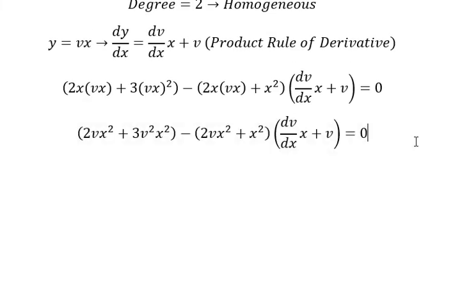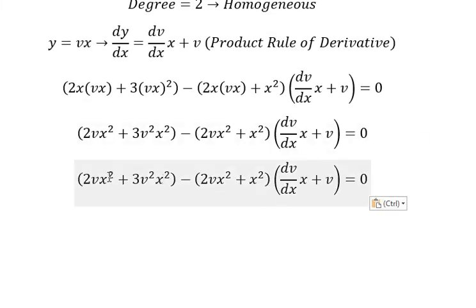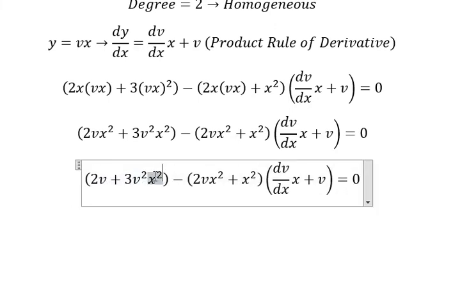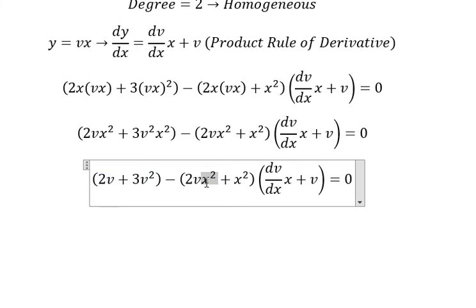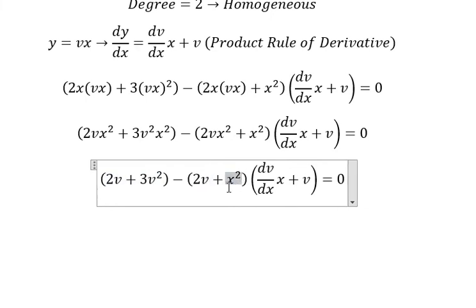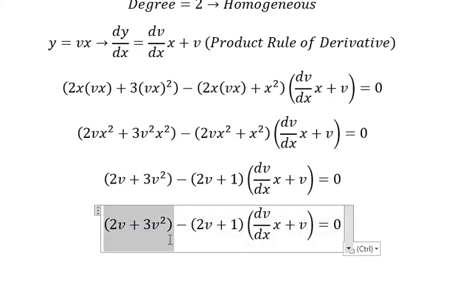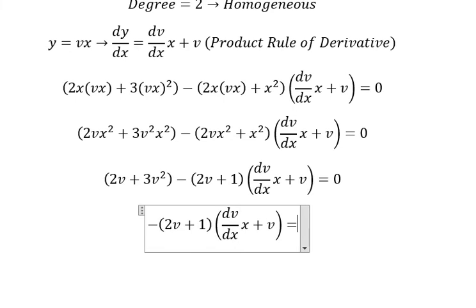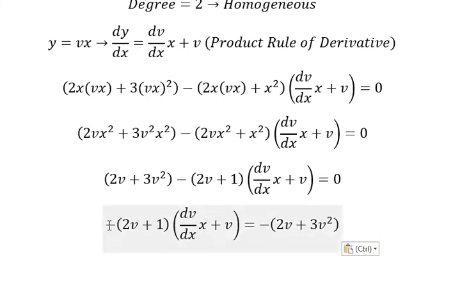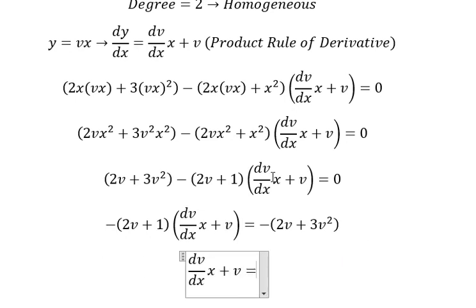Now we need to simplify x square, x square, x square, and x square for both sides. So I will put this one to the right. And then we divide both sides by negative 2v plus 1. So negative with negative, they cancel.